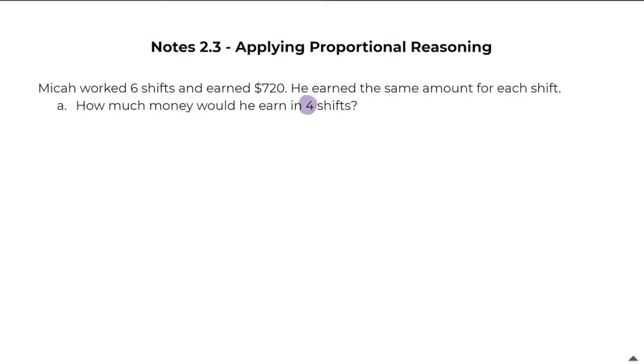4 shifts. And before we solve this, I just want to tell you that if you go to www.desmos.com/scientific, this is a really nice calculator that will help you out as you are doing your work, okay?